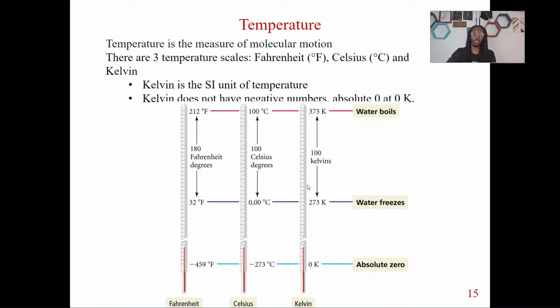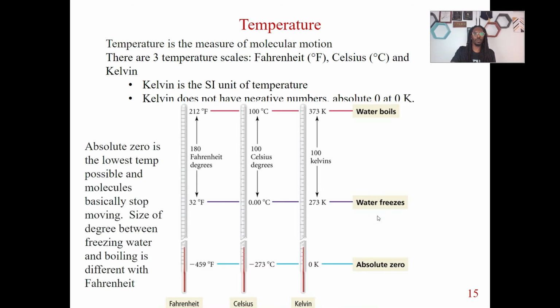Because of this, we're going to see that it's super simple to convert from Kelvin to Celsius, unlike our friend Fahrenheit. And that's due to that 180 degree difference here. 100, 180. And also we're going to see a difference with our absolute zero.